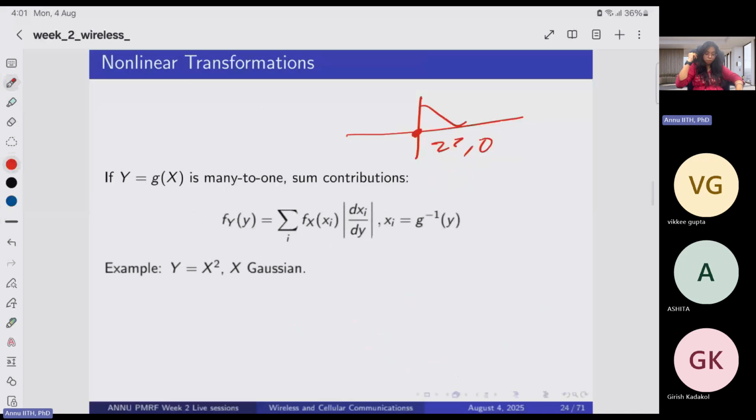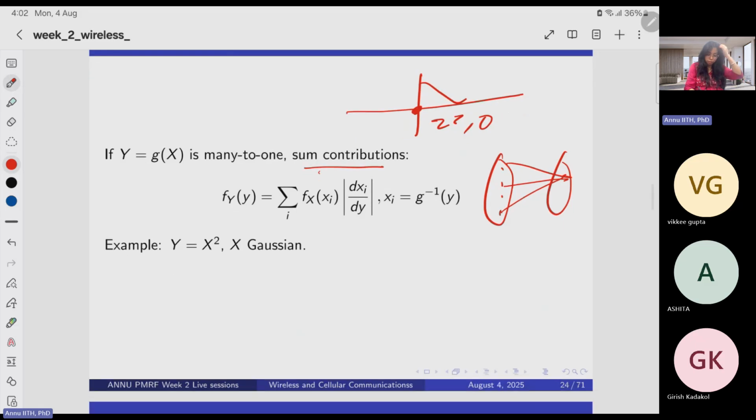Non-linear transformation: suppose y is equal to g of x, which is many to one. Many to one means you're having 1, 2, 3, 4, many variables going there. And the sum of contributions will be the summation of f of x of xi times the absolute value of d of xi divided by d of y, where xi is g inverse of y.